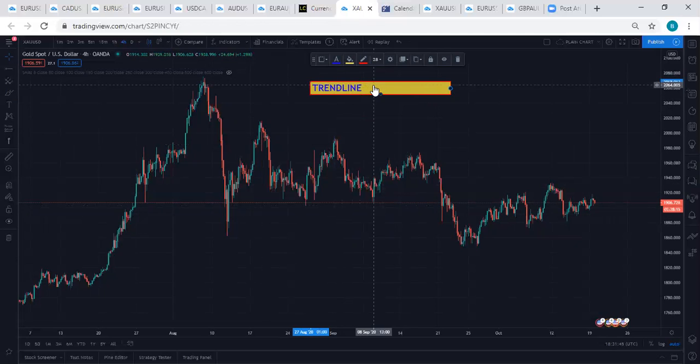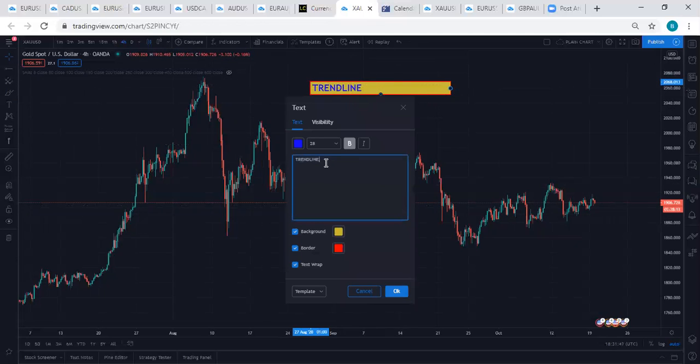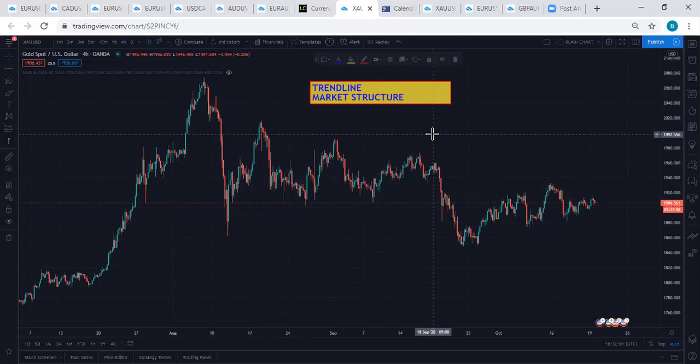Let me see if I can edit this. All right, beautiful. Trend line and market structure. We're going to be looking at trend line and market structure. All right, beautiful. So now, earlier I taught you guys support and resistance.